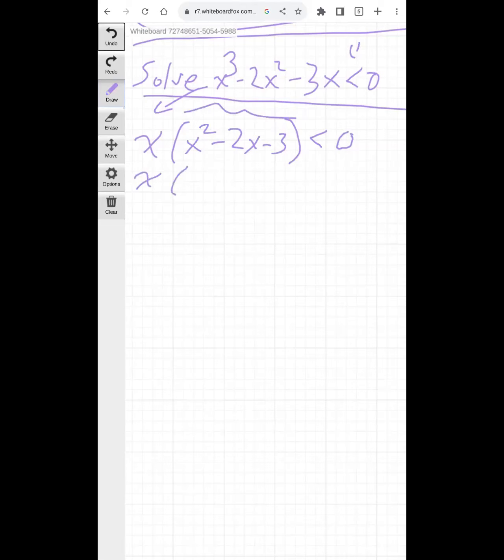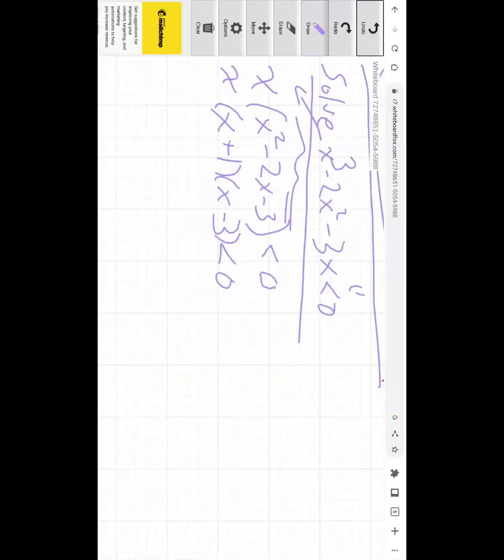For x squared minus 2x minus 3, you have to find the factors of -3 that add up to -2. If I have a -3 and a +1, then when I FOIL it out, x times x is x squared, minus 3x plus 1x equals -2x, and then I still have a -3. So that's good. My roots are 0, -1, and 3.